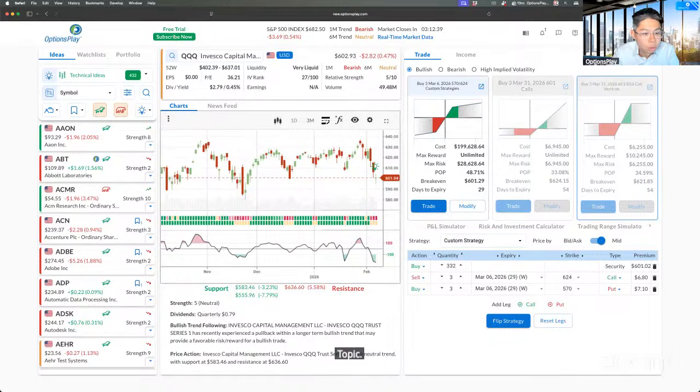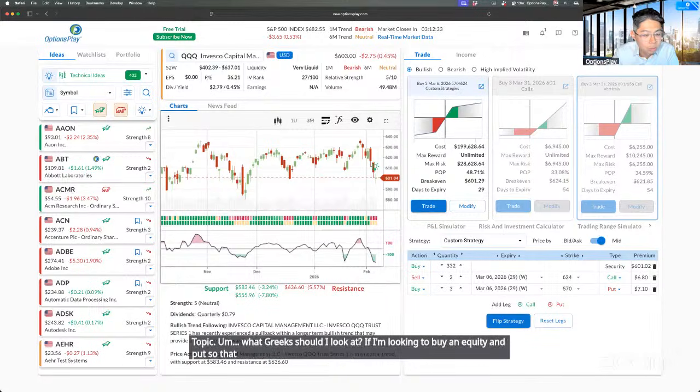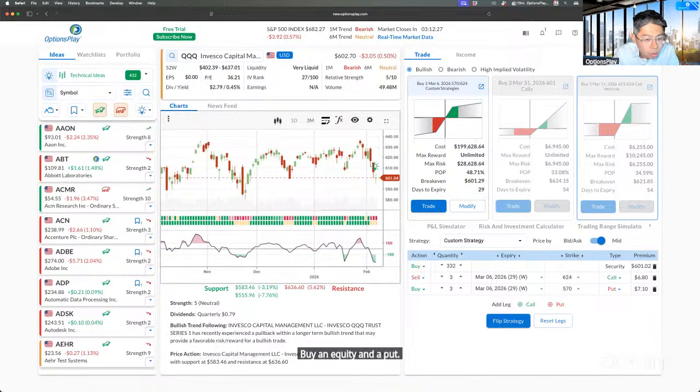What Greeks should I look at if I'm looking to buy an equity and a put so that the expected return is effectively a straddle? Buy an equity and a put. I see what you mean. This was an incredible effect for CRM. Recently bought a 260 put and 50 shares. Today the stock's down 3K and the put is up 5K.